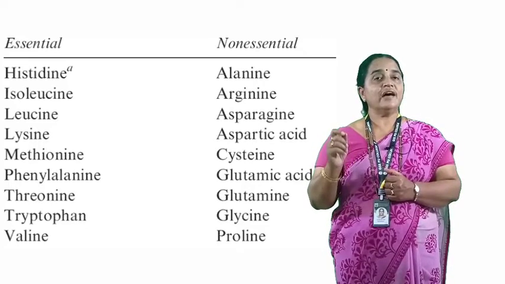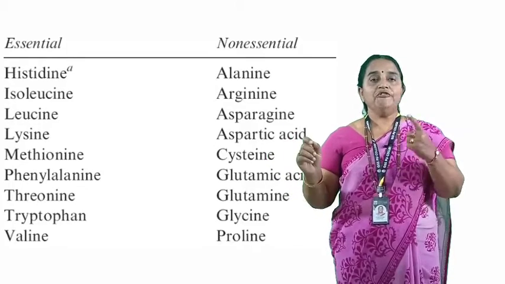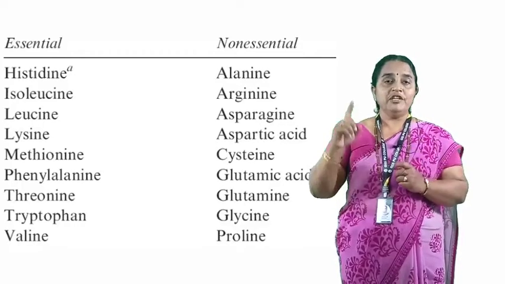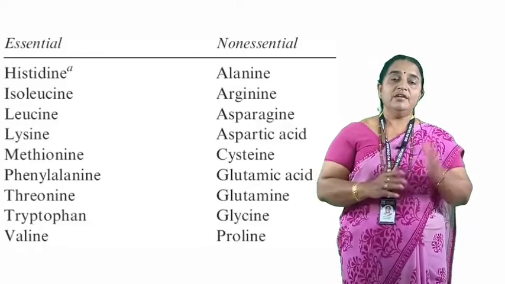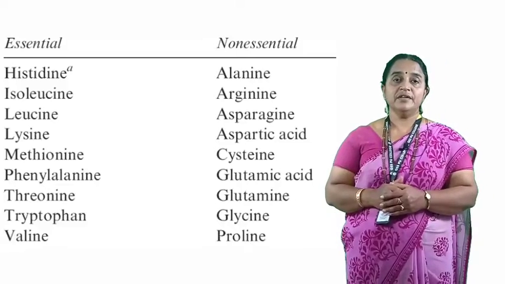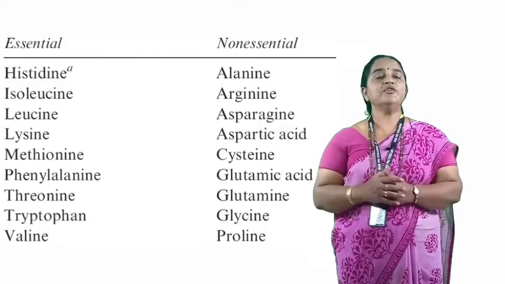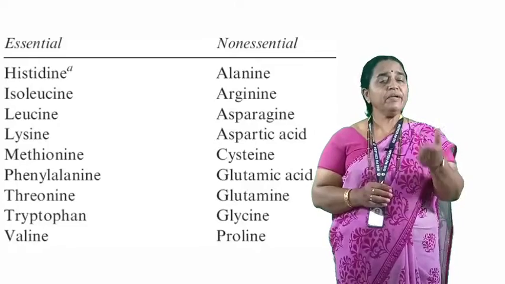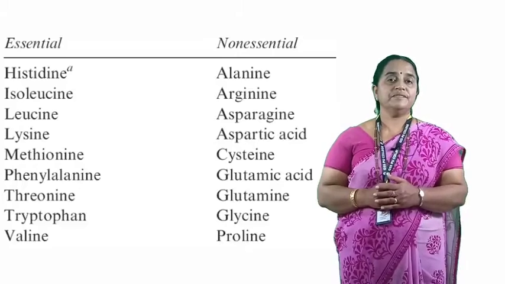Essential amino acids are known as dietary amino acids because we cannot synthesize them, we cannot store them. Hence, we need to obtain these amino acids through our food. While non-essential amino acids are non-dietary amino acids. We can synthesize and store them in our body, not necessary to depend on the food material. This is a repeatedly asked question in previous exams.